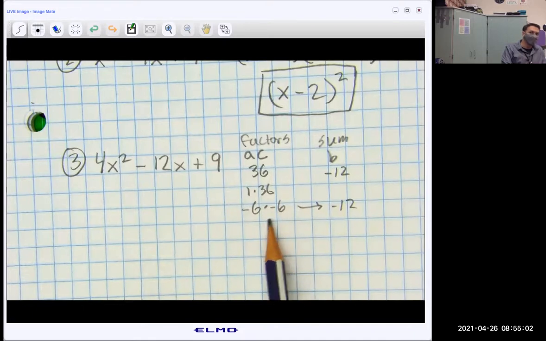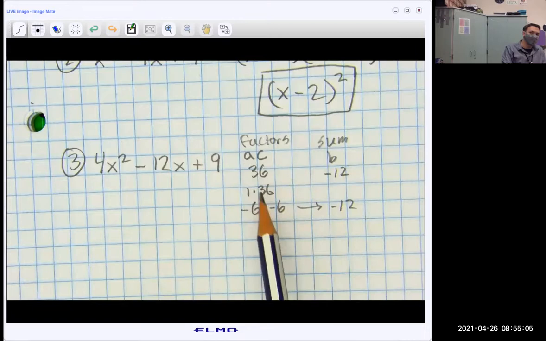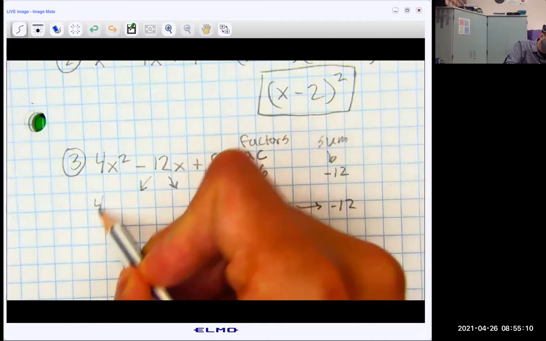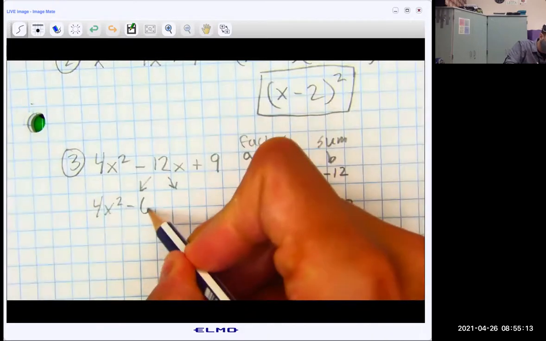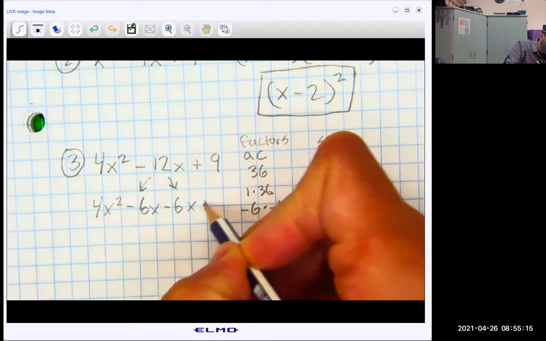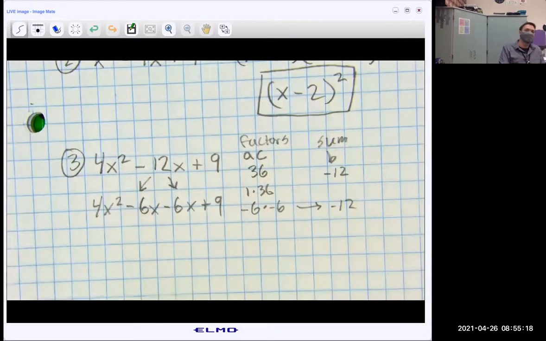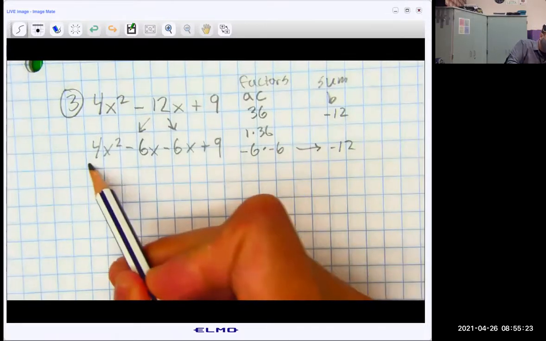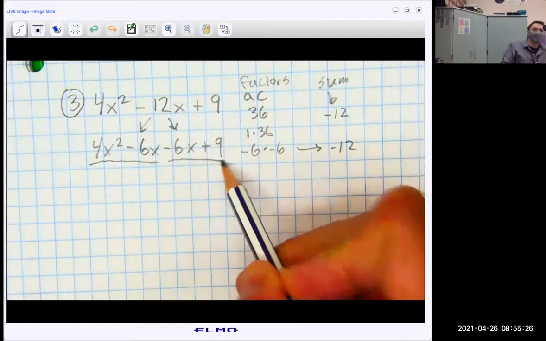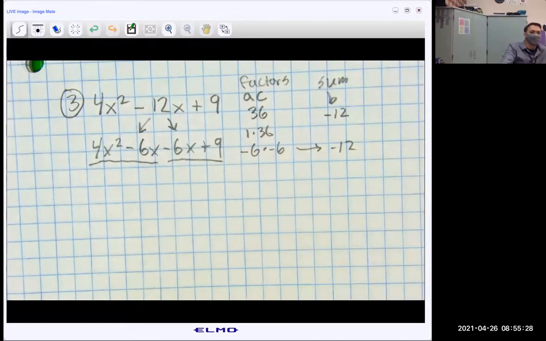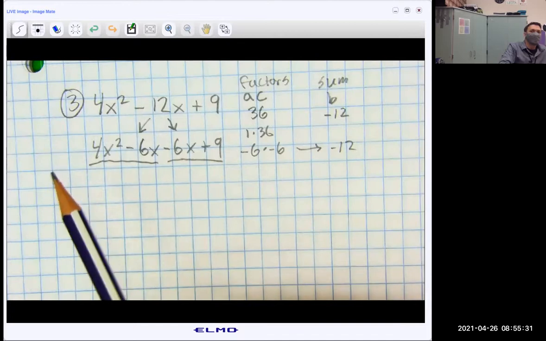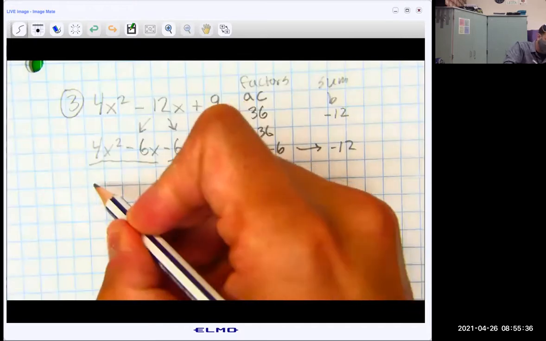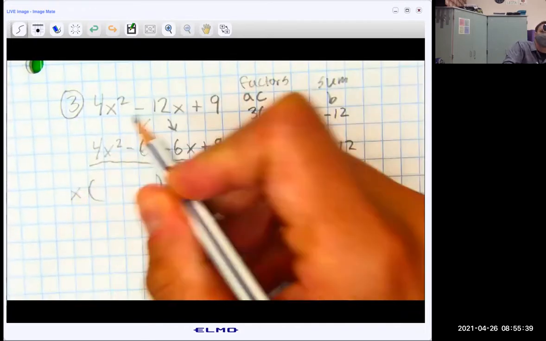Okay, so we're going to keep following the rules that we know for this method. We have to split this apart. And so what we get is 4x squared minus 6x minus 6x plus 9, right? This is like the homework we just corrected. And then we have to treat the beginning and the end kind of separate. And almost always, when you divide something out here, you can take an x out. And I already see that that's the case. So I know that I can divide them both by an x.